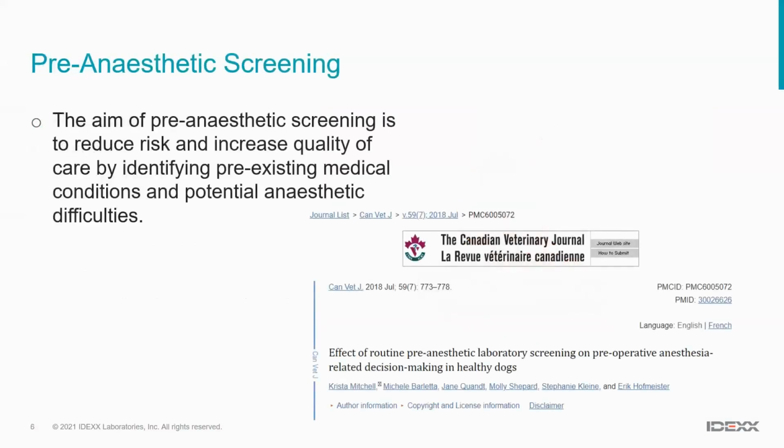If we look at why we do pre-anaesthetic screening, this is a paper from back in 2018 from the Canadian Veterinary Journal. And what they talked about in this paper is the aim of pre-anaesthetic screening is to reduce the risk and increase the quality of care by identifying pre-existing medical conditions and potential anaesthetic difficulties. So how is a CBC going to contribute to that? Well, we'll talk about that soon.